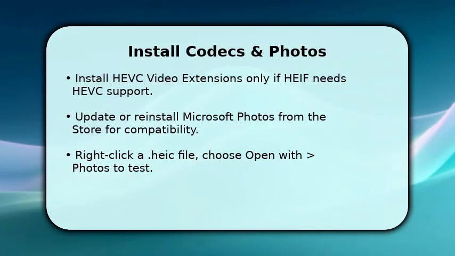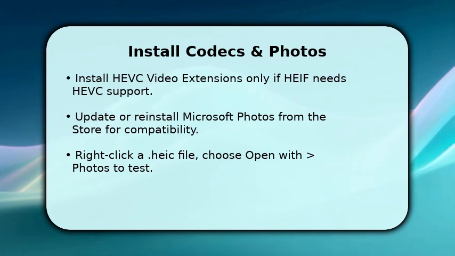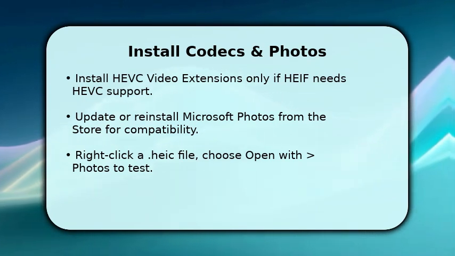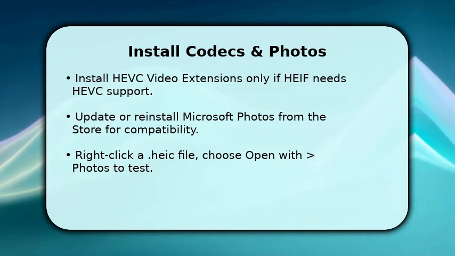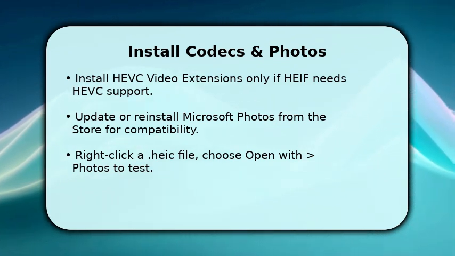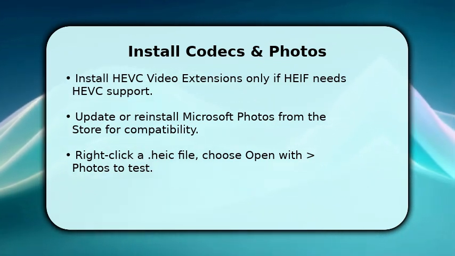After the HEIC extension is installed, determine whether your HEIC files use HEVC compression. If so, install the HEVC video extensions from the store to decode them. Once codecs are in place, update Microsoft Photos or reinstall it to refresh format handlers.